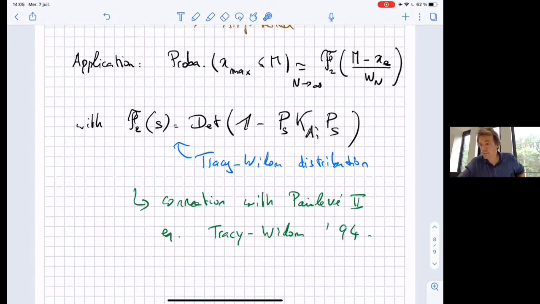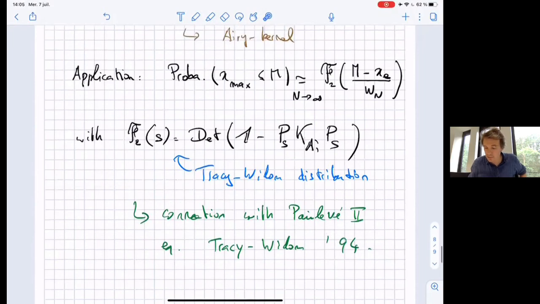So this connection to KPZ is through the Painlevé equation or through this other formula? Yeah, it actually comes from a formula which is more of that type, more of the Fredholm determinant type. Okay.